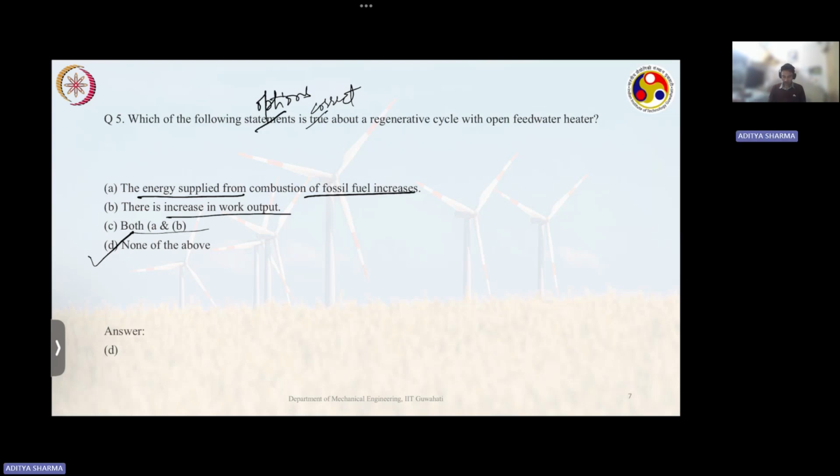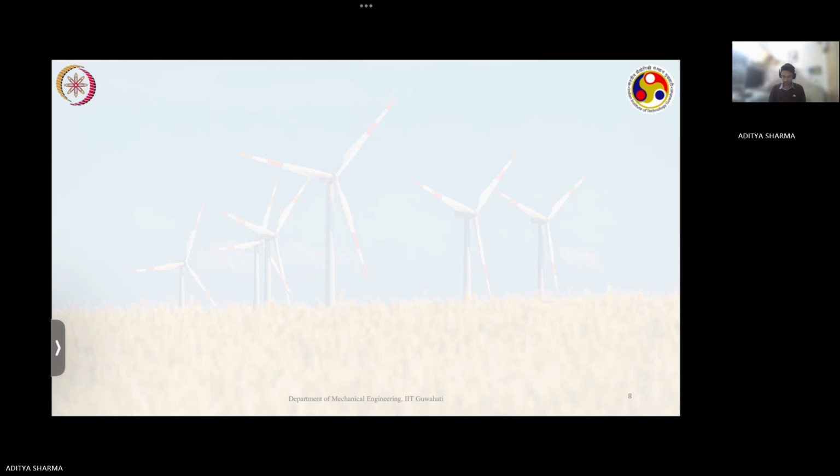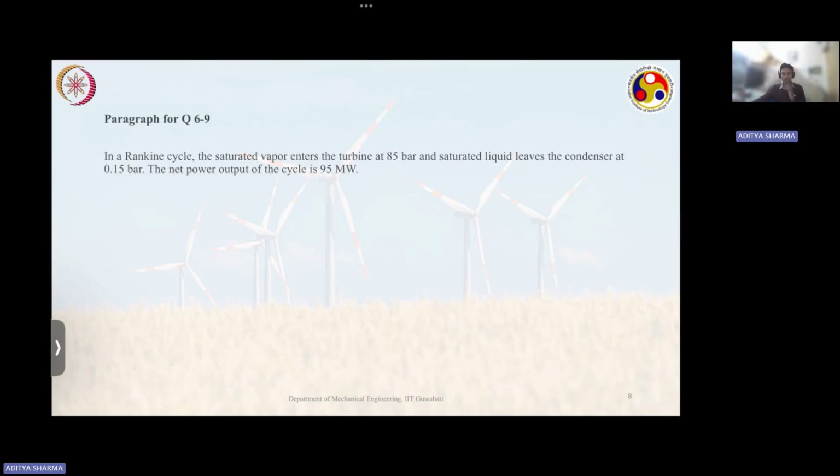Now after this, we have numerical questions. Okay. So we have four numerical questions based on Rankine cycle. So I'll just share a link with you guys for the steam table. So you can use that link to access steam table, or if you have a steam table of your own, that is also fine. So I have shared the steam table link in the chat, so you can see that.